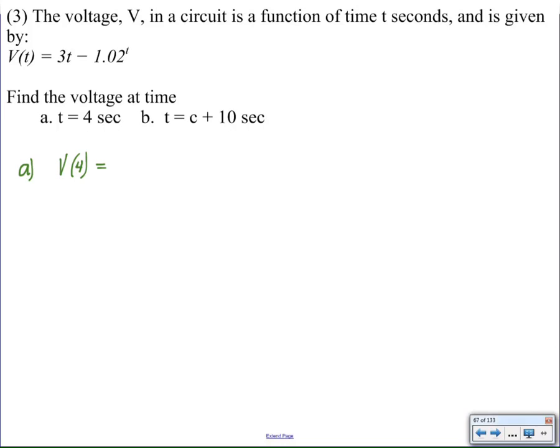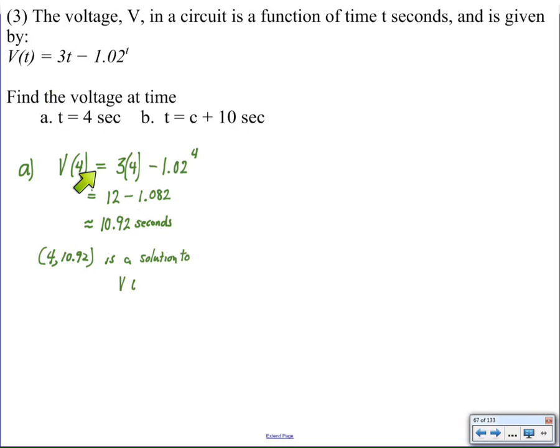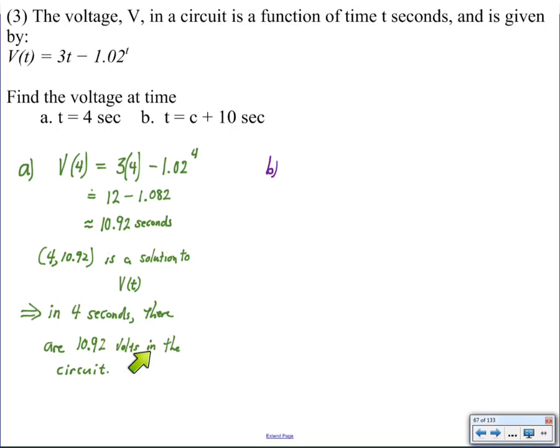Last but not least, this is no problem here. Just recognize that the variable t is an exponent, so you have to take 1.02 to the 4th power to get that number. Now I have the solution to A, and I also have it in context: in 4 seconds, there will be 10.92 volts in the circuit.